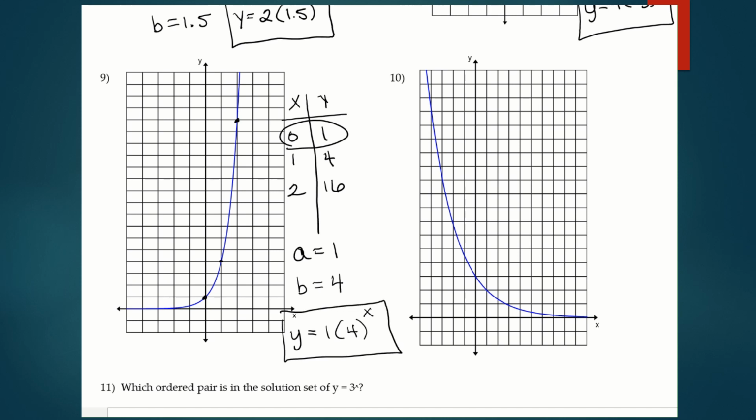So writing my equation, filling in A and B, and raising it to the power of x. All right, does that make sense? Absolutely. This is a growth graph. You can see from left to right that we're increasing. So our B value should be greater than 1.